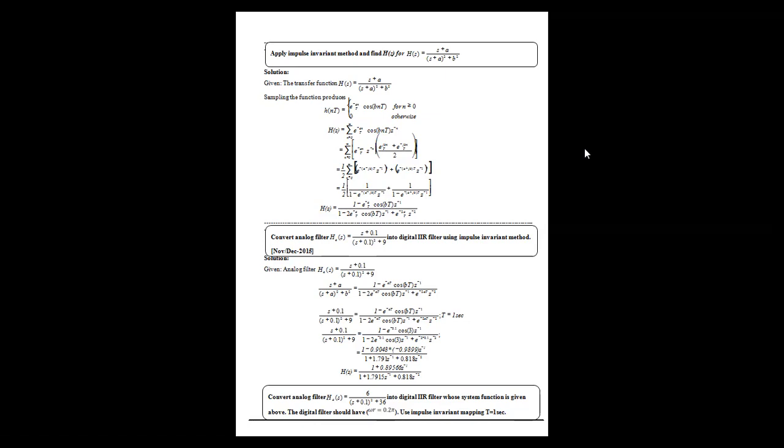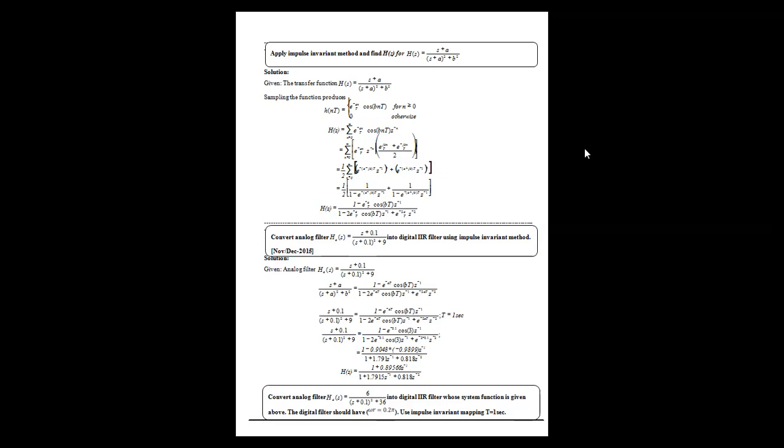Next, similarly, H(s) is equivalent to (s plus 0.1) divided by ((s plus 0.1) whole squared plus 9). By using the above example, let me replace a equal to 0.1 and b equal to 9. Actually, b is equal to 3, because 3 squared will be 9. So using that formula, let me replace a equal to 0.1.